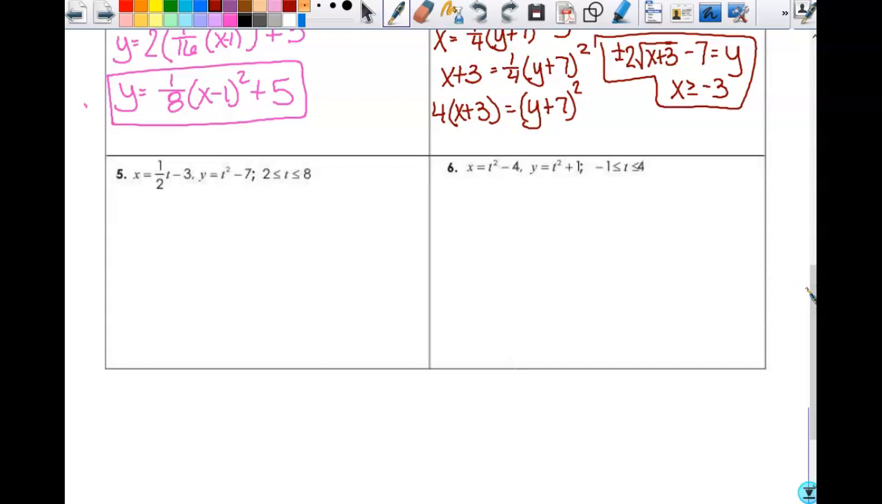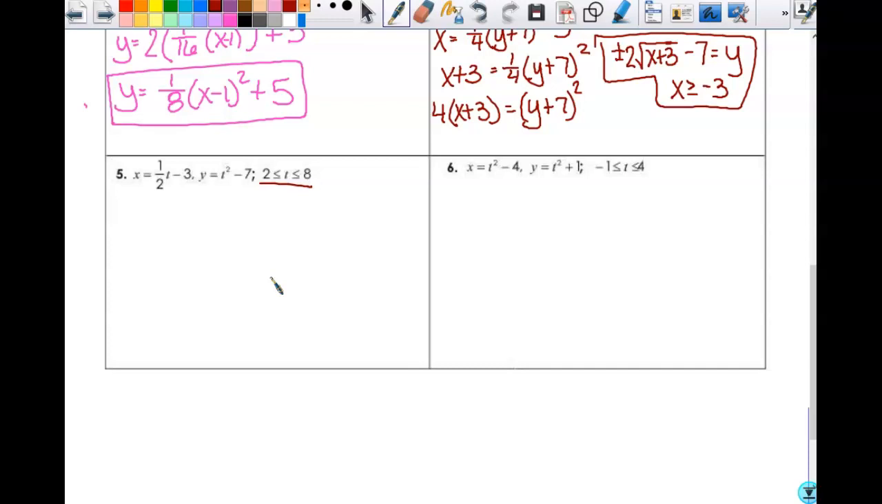Okay. Number 5. So on number 5, the algebra part of it is going to be the same. I'm starting with a linear and a quadratic, so those don't give me any restrictions. But they gave me a restriction, so I have to take that into account. But I'm going to worry about that at the end, okay? So let's go ahead and work the rest of this.